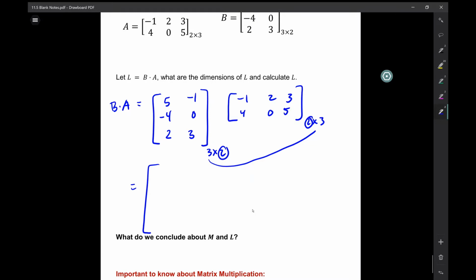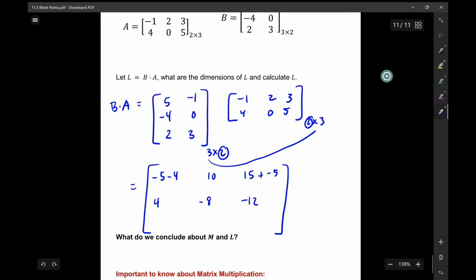Negative 1 times 5 is negative 5. Negative 1 times 4 is negative 4. 5 times 2 is 10. 0 times 1 is 0. 5 times 3 is 15. Negative 1 times 5 is negative 5. All right, second row, first column. Negative 1 times negative 4 is 4. 0 times 4 is 0. Negative 4 times 2 is negative 8. And again, we have zeros. Negative 12. And again, zeros. I like the zeros. Finally, third row, first column.